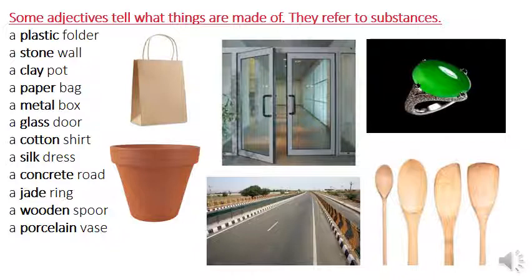As you can see in the picture, okay? For example, a porcelain vase, a cotton shirt, a shirt made of cotton, a glass door, a door made of glass, a clay pot, a pot made of clay, a stone wall, a wall which is made of stone. This is what we mean by adjectives that tell what things are made of.